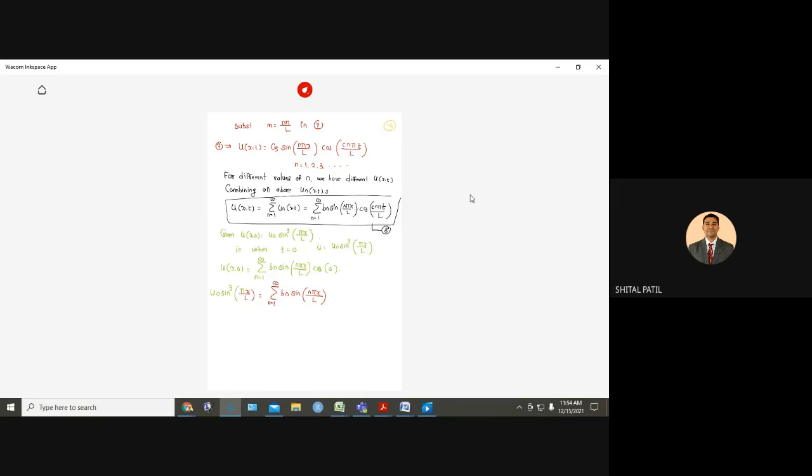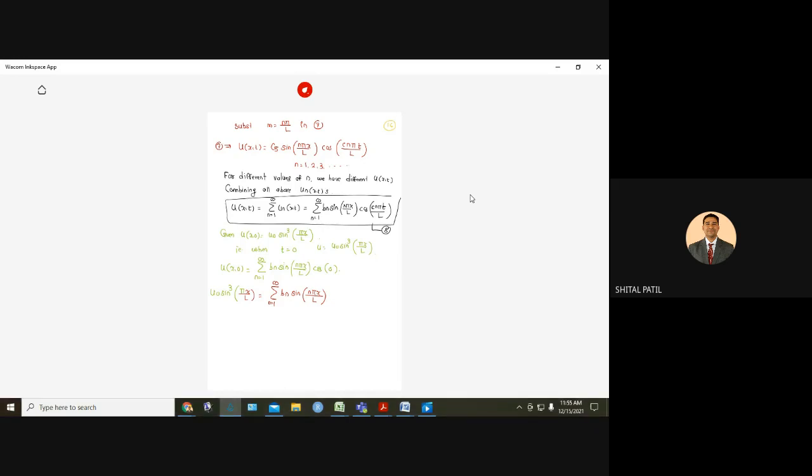See, on the left side, summation is there. If I take n equal to 1, I'll get sine pi x divided by L. N equal to 2, sine 2 pi x divided by L. N equal to 3, sine 3 pi x divided by L. But anyhow, I will not be able to get sine cube. We have sine cube on the right side, whereas we don't have sine cube on the left side.